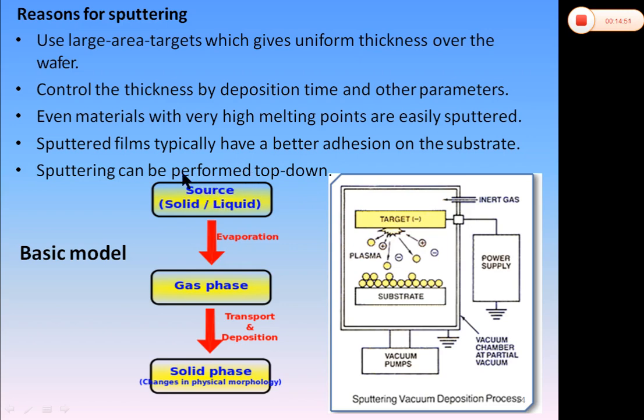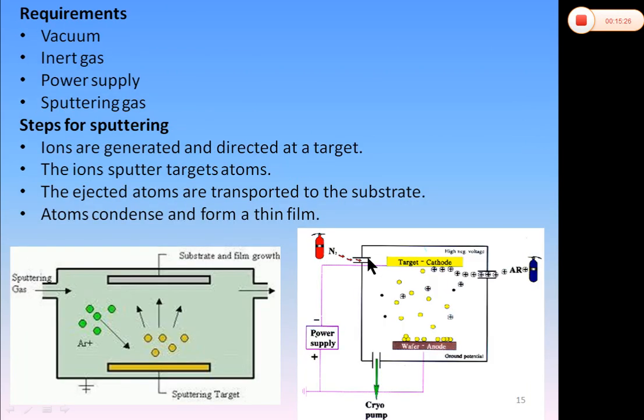performed top down. This is a simple mechanism. First of all, the source, which is mostly solid or liquid, will be evaporated into the gas phase. From the gas phase it is transported and deposited on the solid surface, that is our substrate. Here you can see that argon ions will strike the target. These will eject its atoms, and these sputtered atoms will move towards the substrate. They will strike the substrate and deposit on the substrate material. Here you can see the power supply. This is the basic model of sputtering.